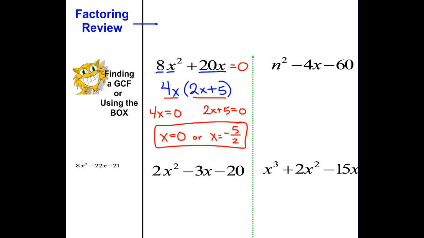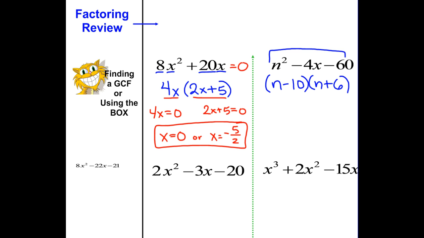All right, n squared minus 4n minus 60. Remember, what we need to do is multiply our a times our c. We get negative 60. So what numbers multiply to get negative 60 but add to get you negative 4? You could do the box method. You could do factor by grouping. Whatever you need to do to remember. But if we factored this, we would get n minus 10 times n plus 6, and that would be our factored version.